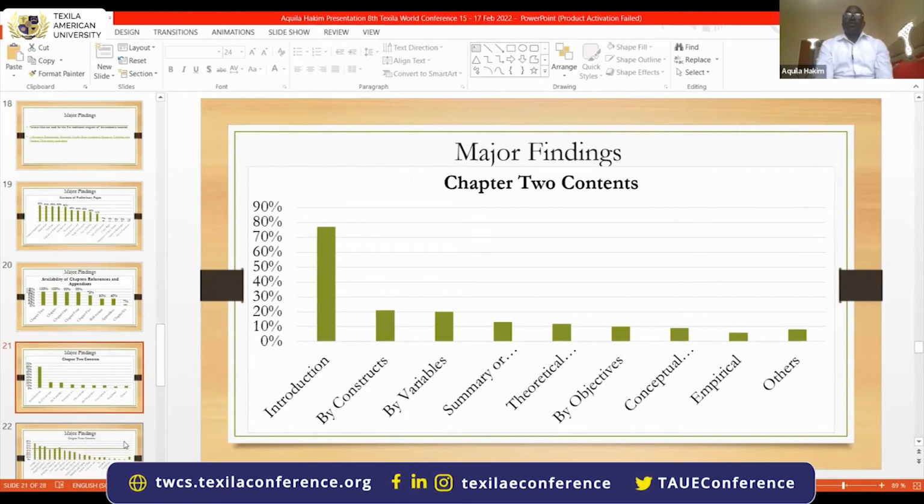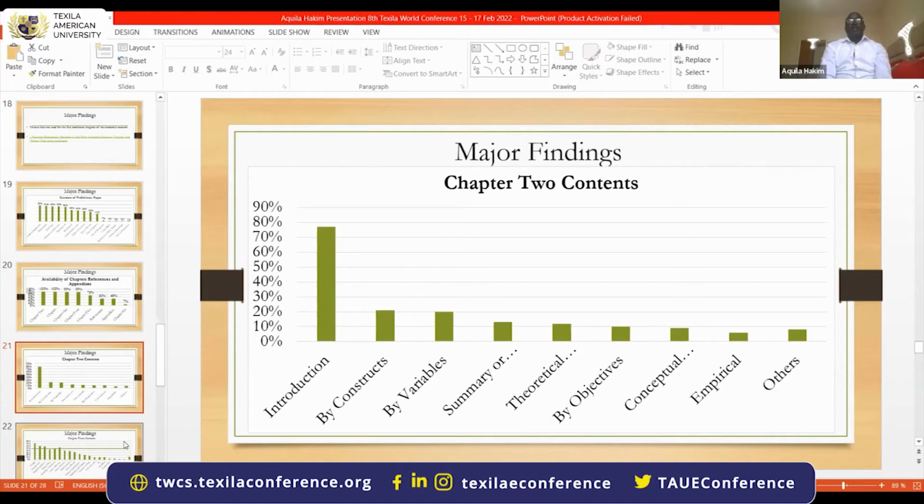Chapter 2 content. Some of the contents that were seen in chapter 2. In chapter 2, the most frequently used content or subtitle was introduction, but the least were empirical, and the others less than 50%.